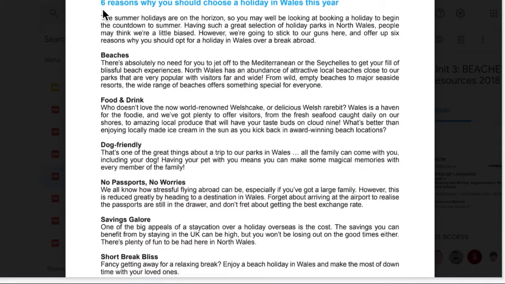So the first thing you might realise is that the heading outlines 6 reasons why you should choose a holiday in Wales this year. So right from the start, we're given a significant number. We're given multiple reasons why Wales is a good place for a holiday. So what I might do is just annotate on the text. We've got multiple reasons.